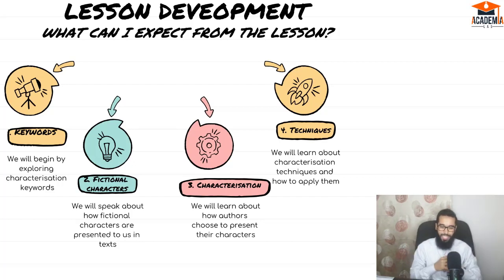Now, the third part is characterization. We will go through the definition. We will learn about how authors choose to present their characters. There is a way for the authors to present their characters. We will go through that together.